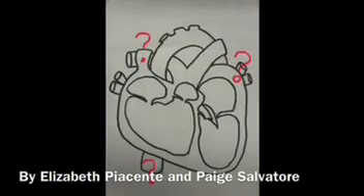Pop quiz! Which three parts of the heart are missing, which are labeled by the question marks? If you guessed inferior vena cava, superior vena cava, and pulmonary vein, you would be correct.